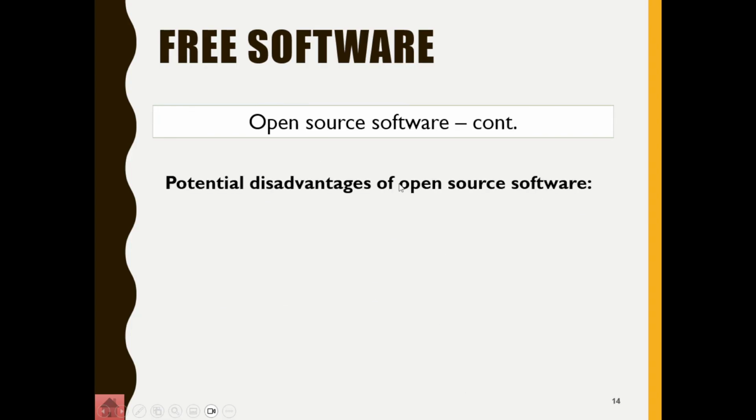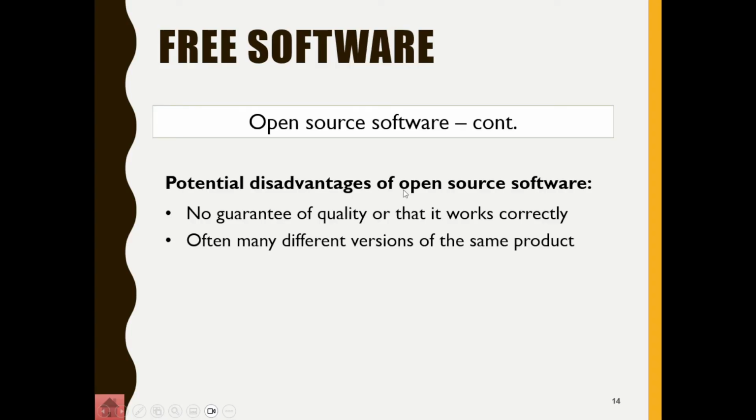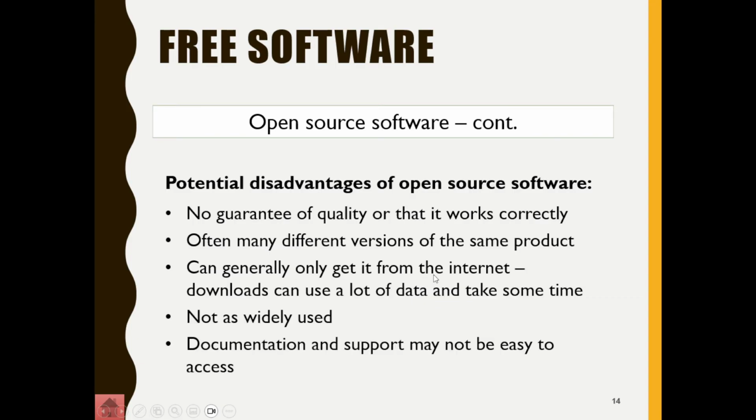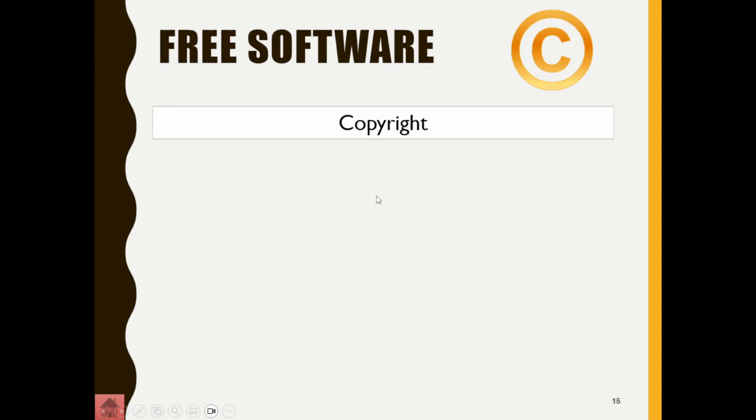Okay, and here are the disadvantages I'm talking about. No guarantee of the quality. Often many different versions of the same product. You can generally only get it from the internet. As a result, it's not as widely used. So please, when it comes to advantages and disadvantages of anything in CAT, you're looking at knowing at least two of them. That's all you really need.